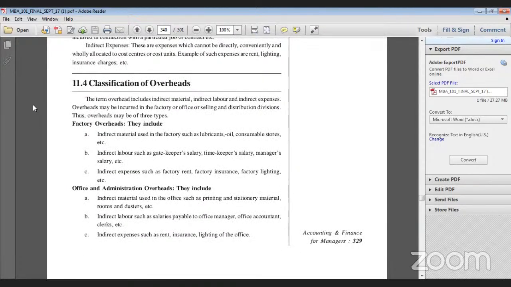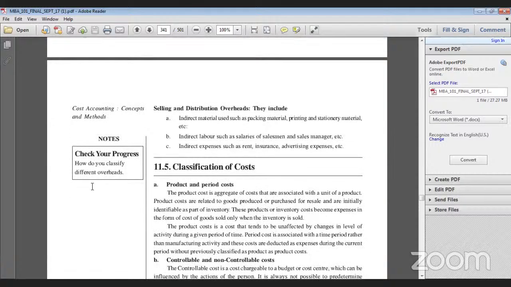Classification of overhead: indirect material used in the factory, such as lubricants, oil, consumable stores, etc. Indirect labor, such as gatekeeper salary, timekeeper salary, and manager salary. Indirect expenses such as factory rent, factory insurance, factory lighting, etc. These are factory overheads, and similar ones apply to the office also. Selling and distribution overhead is also one of the parts.